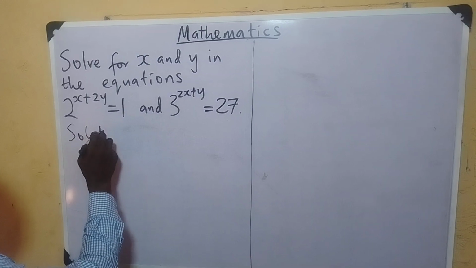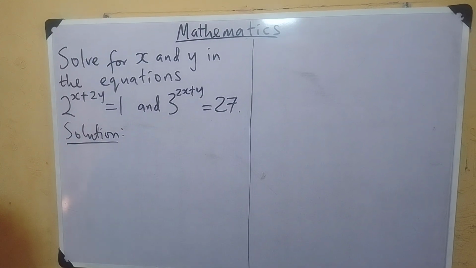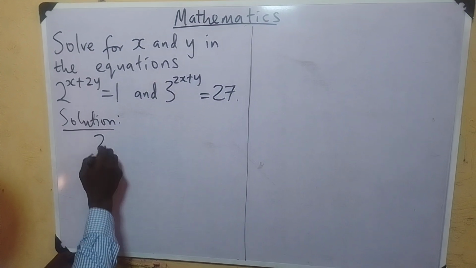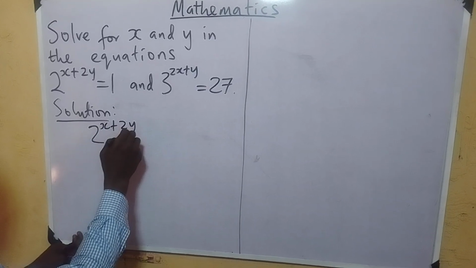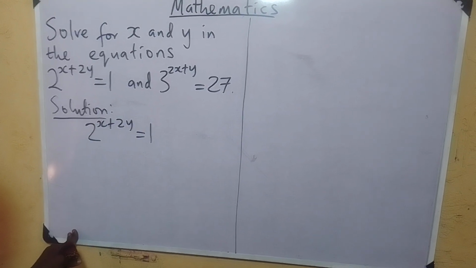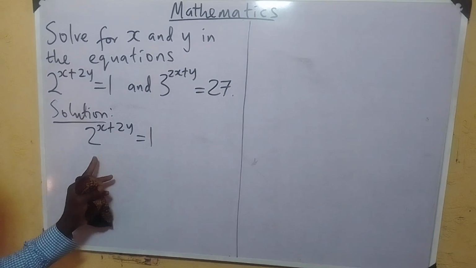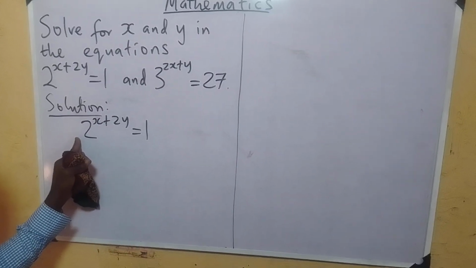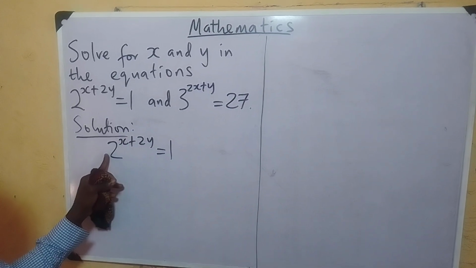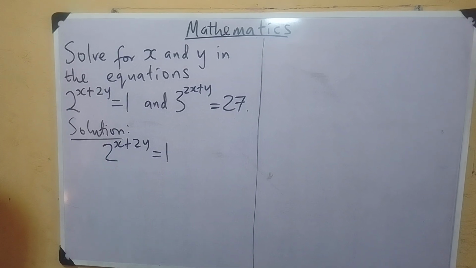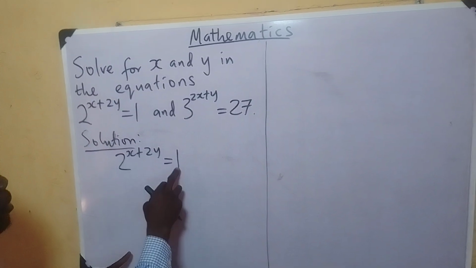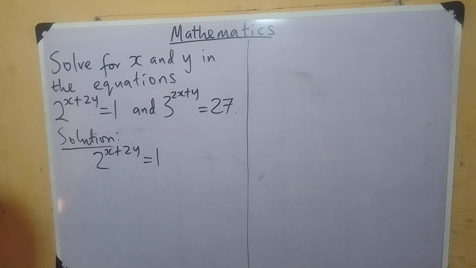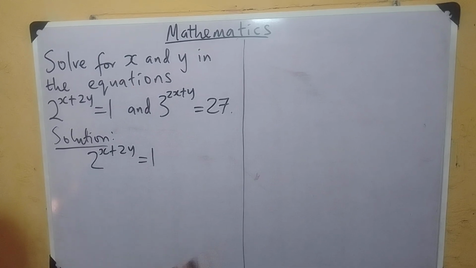First, you say solution. Then the first equation is 2 raised to the power x plus 2y all equals 1. You try as much as you can to make the numbers to be at the same base. At the left hand side you have base 2, while at the right hand side you have 1, base 1. So you try as much as you can to change this to be at base 2 as well, so that there will be the same base at both the left hand side and the right hand side.